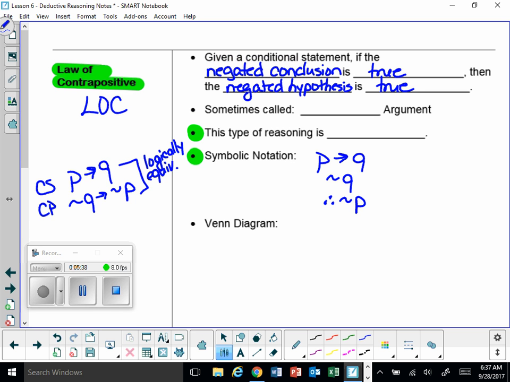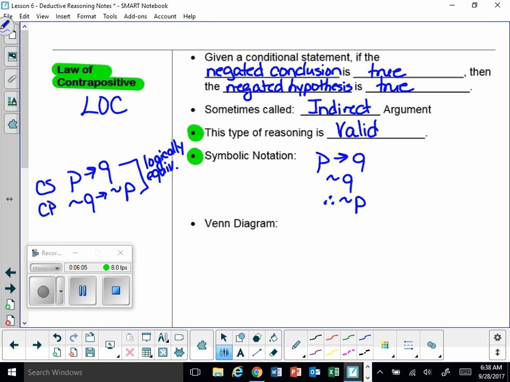If I could do the law of detachment with a conditional statement, I can pretty much do the same thing with the contrapositive of the statement because I have logically equivalent statements here. This is sometimes called the indirect argument. And this is also valid.